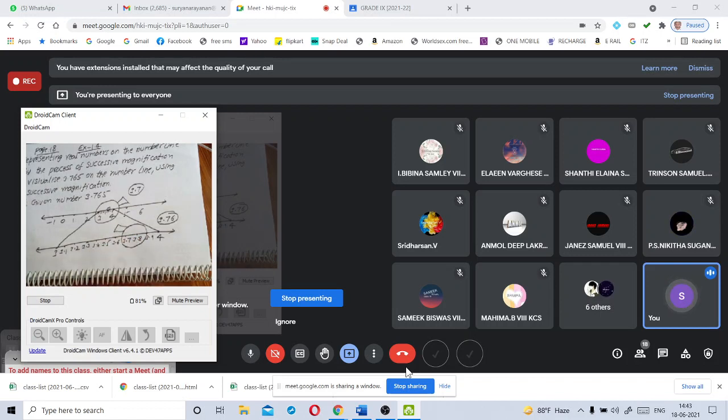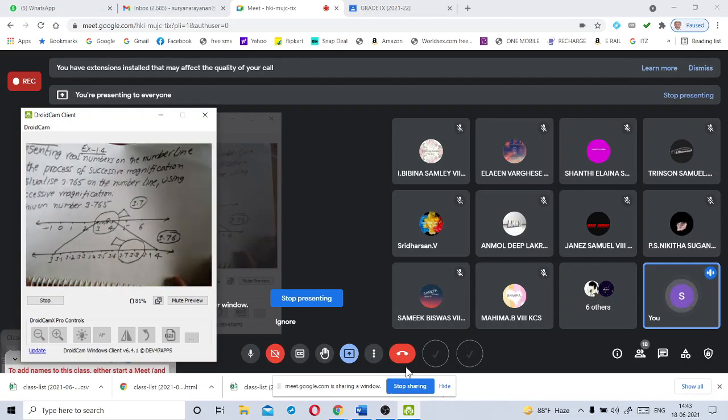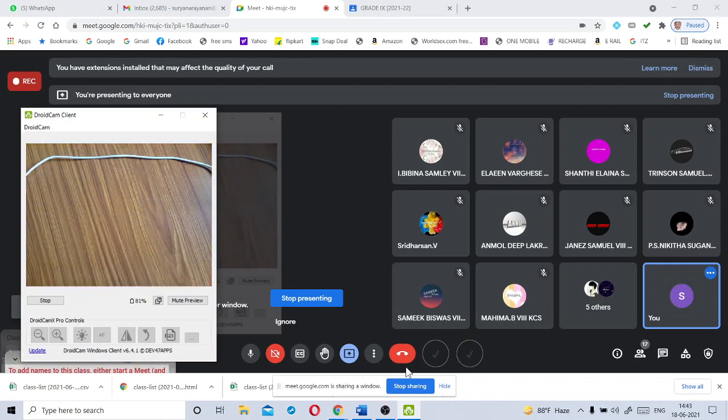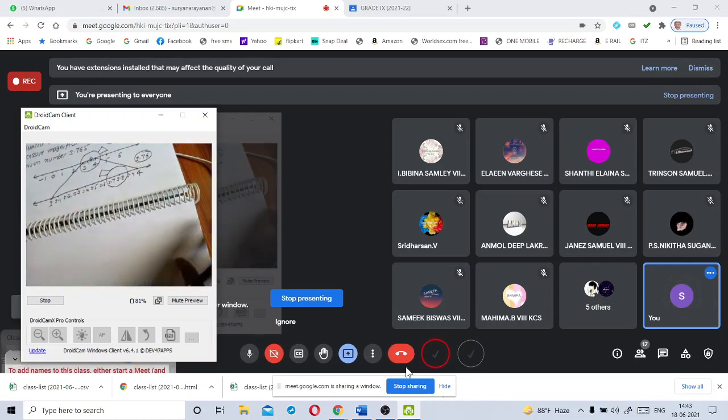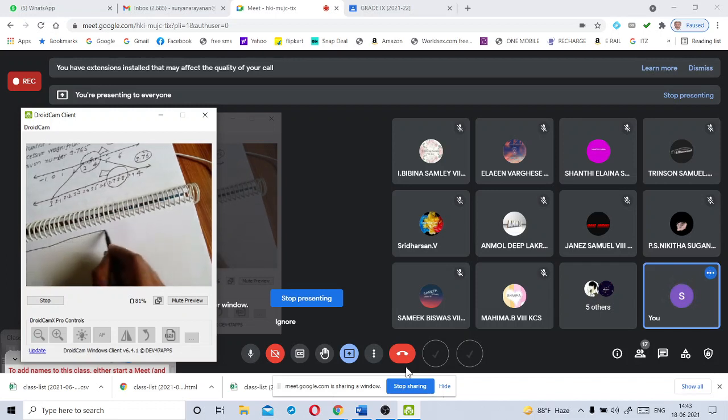Again, I have drawn a magnifying glass. This is a magnifying glass. I magnified, I am zooming in on that part. I'm maximizing that area. Again, in the next step, we have to draw a number line.